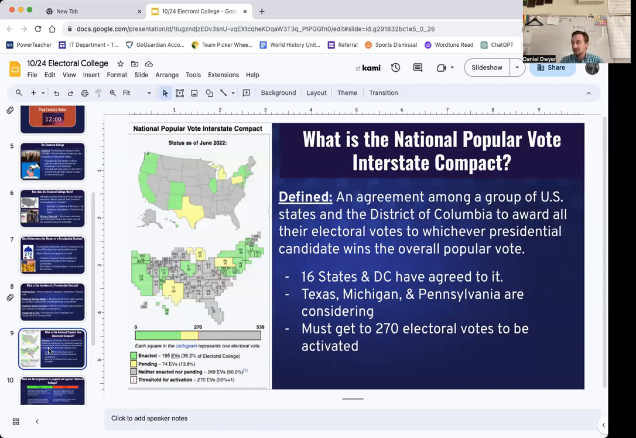All right, so what is the National Popular Vote Interstate Compact? This was an agreement among a group of US states and DC to award all their electoral votes to whichever presidential candidate wins the overall popular vote. 16 states and DC have agreed to it. Texas, Michigan, and Pennsylvania are considering it. It must get 270 electoral votes to be activated.